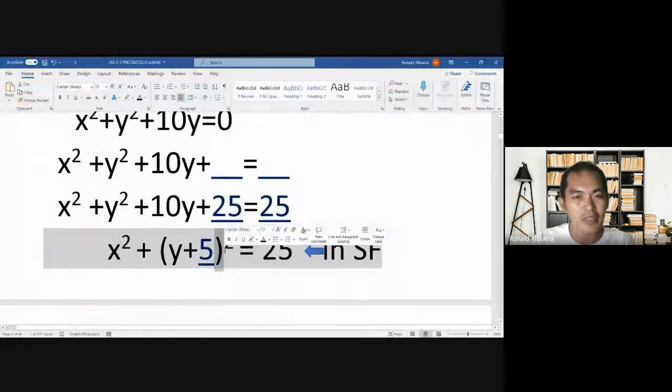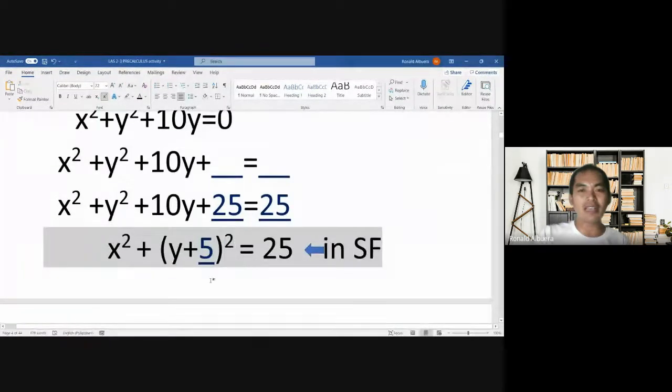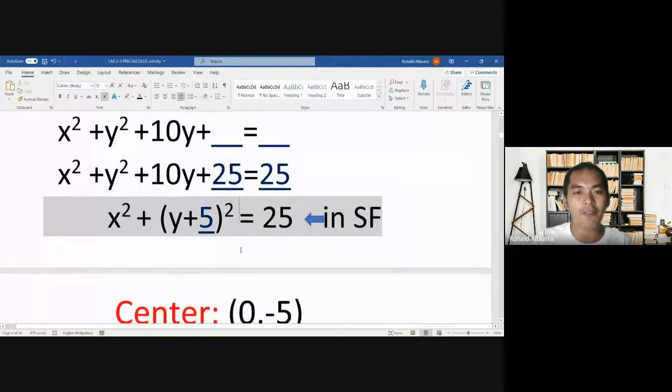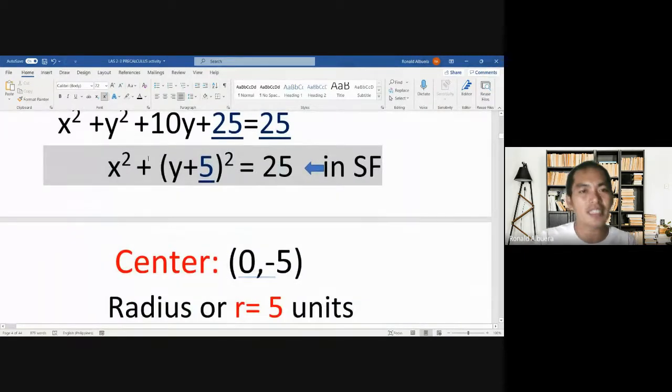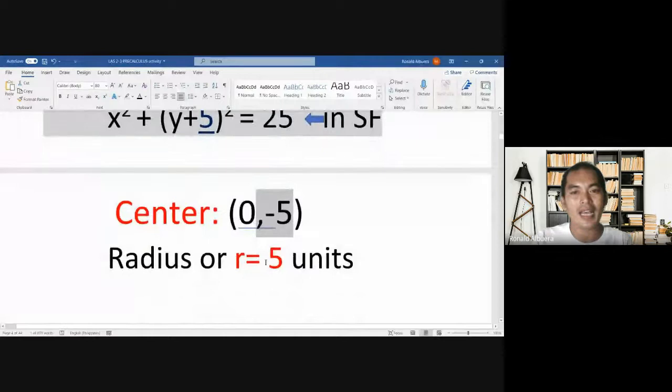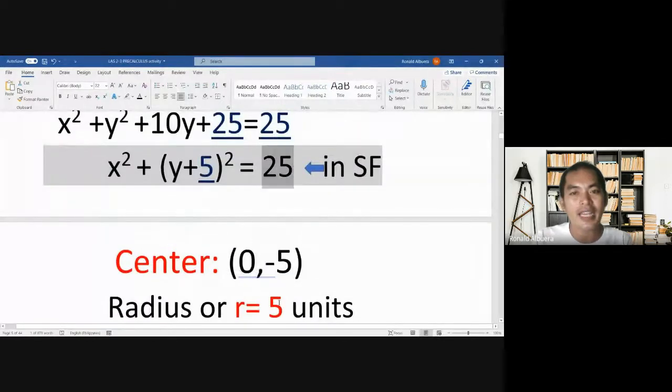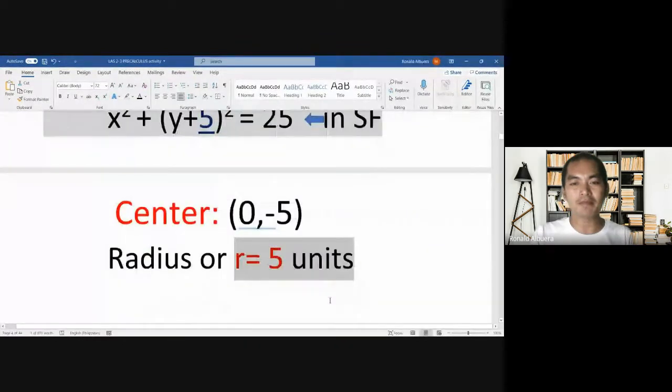Close it with parenthesis and put square. Okay, so we have here equals 25. That's in standard form. And the center, since there is no second term, it's only x squared, it means that the x coordinate of the center is 0. And the y coordinate of the center is negative 5 because the opposite of positive 5 is negative 5. How about the radius? Square root of 25 is 5. Therefore, the radius is 5 units.